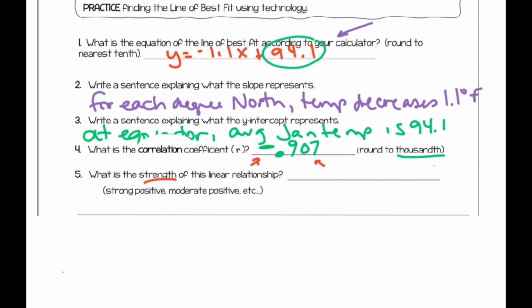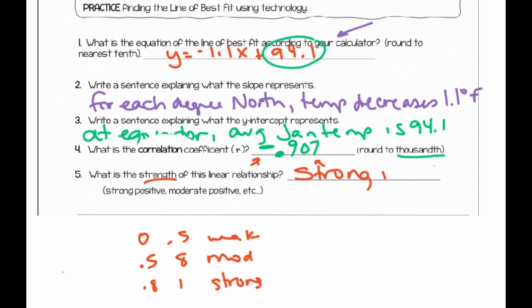All right, and then the strength of the relationship. So that goes back to last time where we said if it's between 0 and 0.5, then it's weak. If it's between 0.5 and 0.8, it's moderate. And if it's 0.8 to 1, then it's going to be strong. And that goes the same way whether it's positive or negative. This is going to be a strong negative correlation. And so you're going to use both of those words, strong because it's a 0.9 and negative because it's a negative. And so that's the information we're going to get from our calculator.